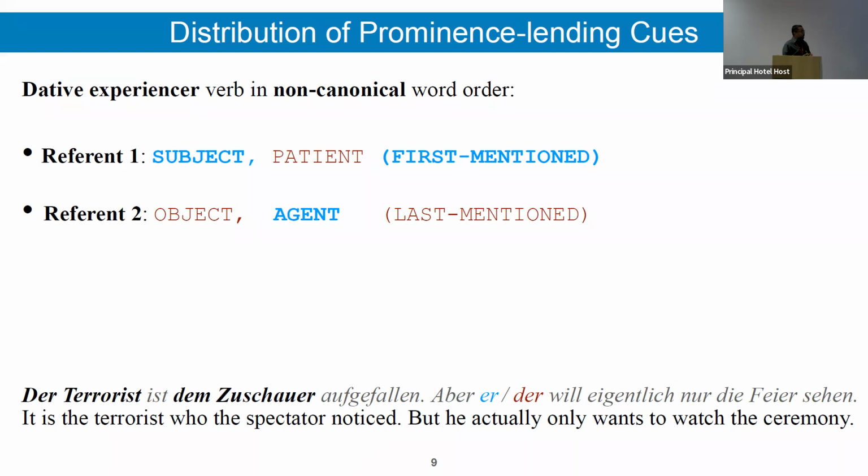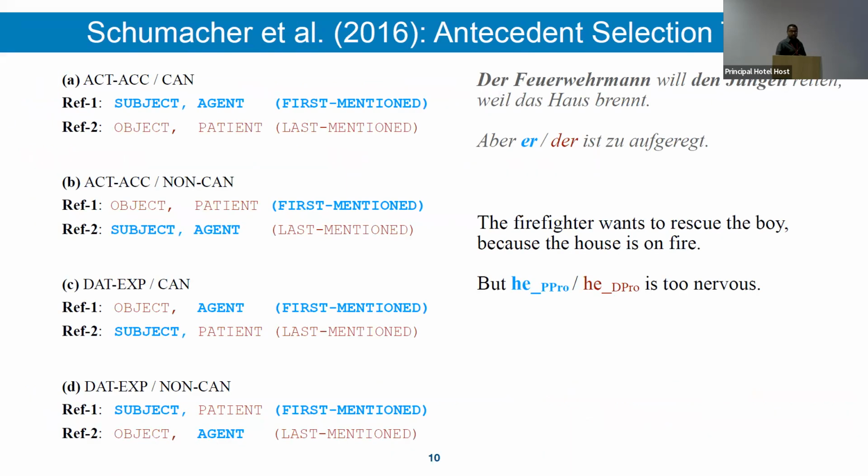So this is a 2x2 design, where we have 2 different kinds of verbs and 2 different word orders, and we get a varied distribution of prominence-lending cues. The data that I'm going to consider is Schumacher et al. 2016, an antecedent selection task. They carried out the task using the same design, with these 4 conditions and 2 different pronouns, either a personal pronoun or a demonstrative pronoun. They asked participants to resolve the pronoun: what does the pronoun refer to?